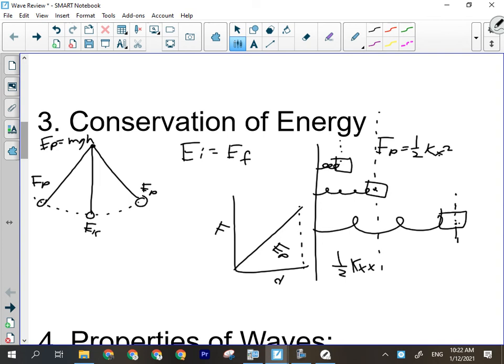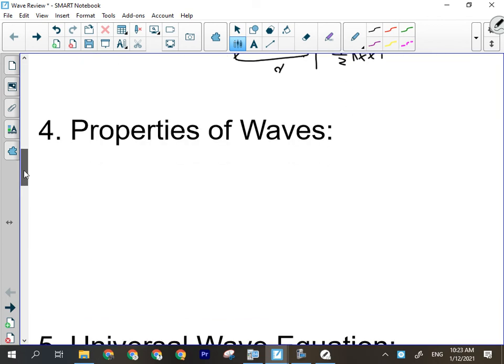That's the first half of the unit: simple harmonic motion, Hooke's law, conservation of energy. Then we got into waves. We talked about properties of waves. There were two kinds of waves: transverse and longitudinal.